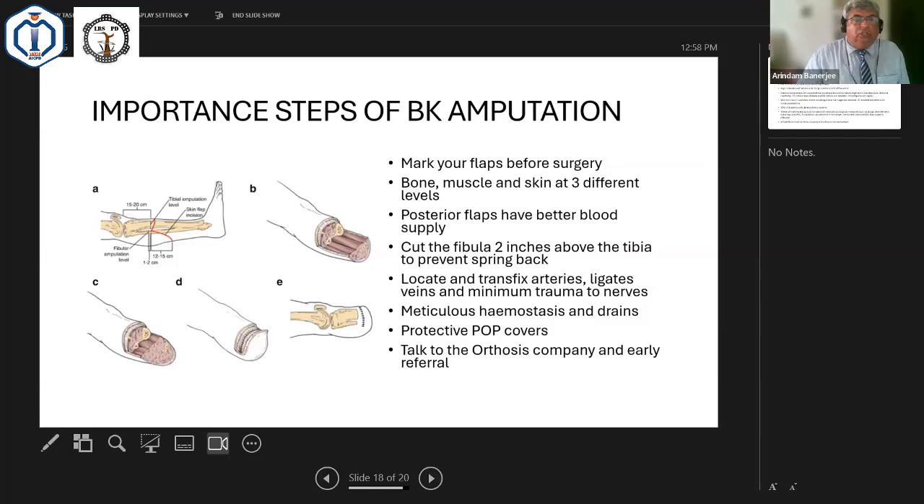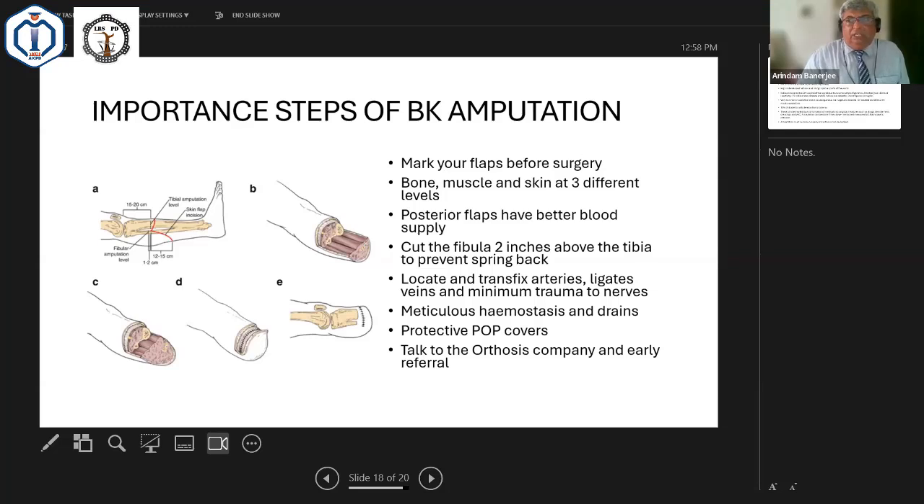Also, you need to mark out where you are going to do the amputation, at what level. And when you're doing this, it's important to remember that you are cutting the bone higher, the muscle lower, and the skin the next level. So you should mark and know how much you're cutting. And there is this concept of what is called ideal amputation length, 15 to 20 centimeters from the knee joint.